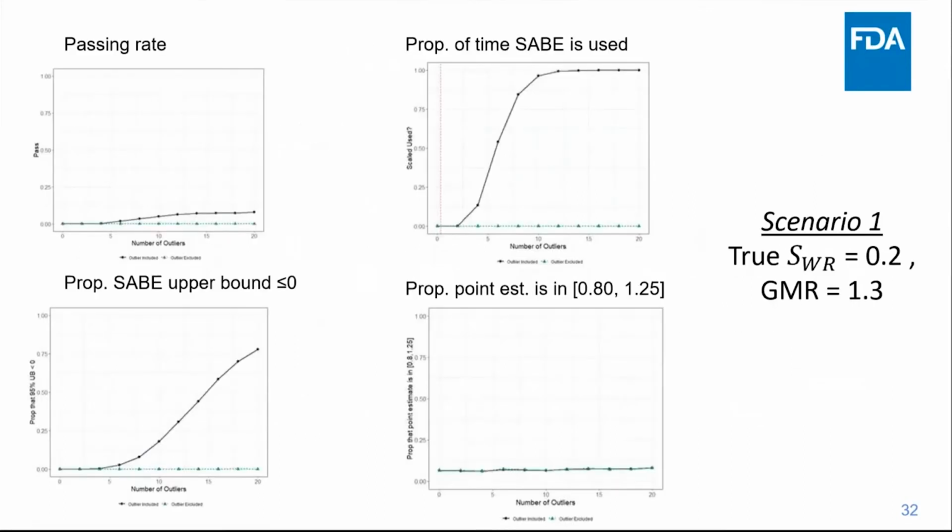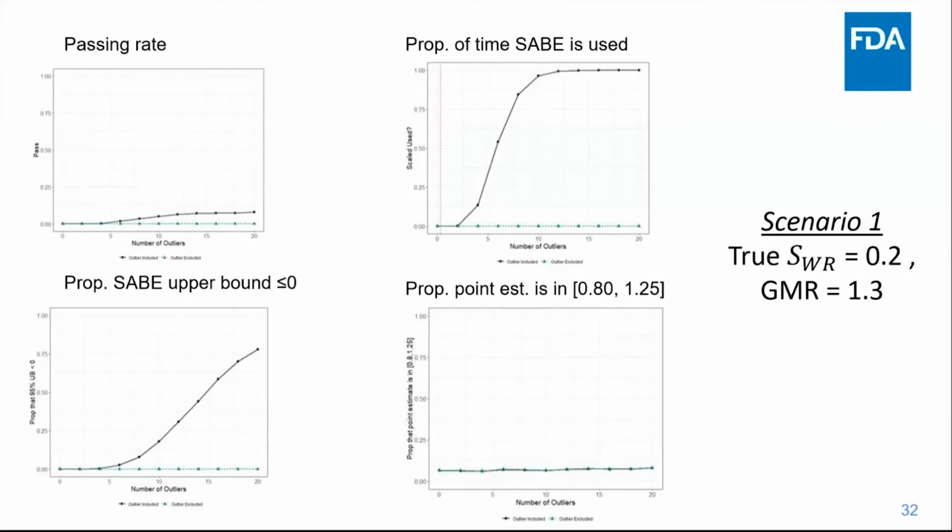So here, to further investigate the impact of outliers under different scenarios, we have considered one scenario where we have a low value of FWR, which would prompt us to use the non-scaled approach, and also a value of GMR of 1.3, so it would be outside the range of 0.80 to 1.25.